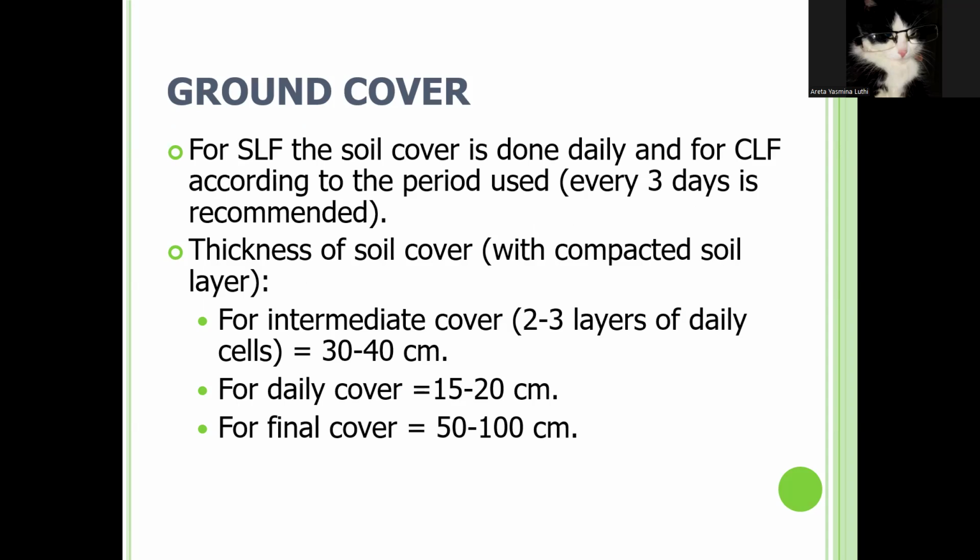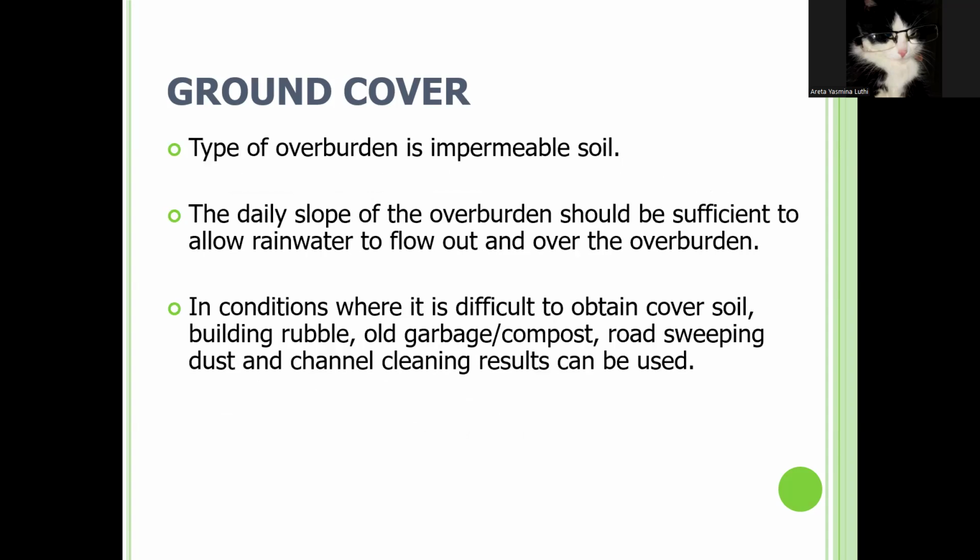And for the thickness of the soil cover itself, for intermediate cover, 2 until 3 layers of daily cells, which is 30 until 40 centimeter, and for daily cover, 15 until 20 centimeter, and for final cover is 50 until 100 centimeter. And the type of overburden is impermeable soil, and the daily slope of the overburden should be sufficient to allow rainwater to flow out and over the overburden. And in conditions where it is difficult to obtain cover soil, building rubble, old garbage or compost, road sweeping dust, and channel cleaning results can be used.